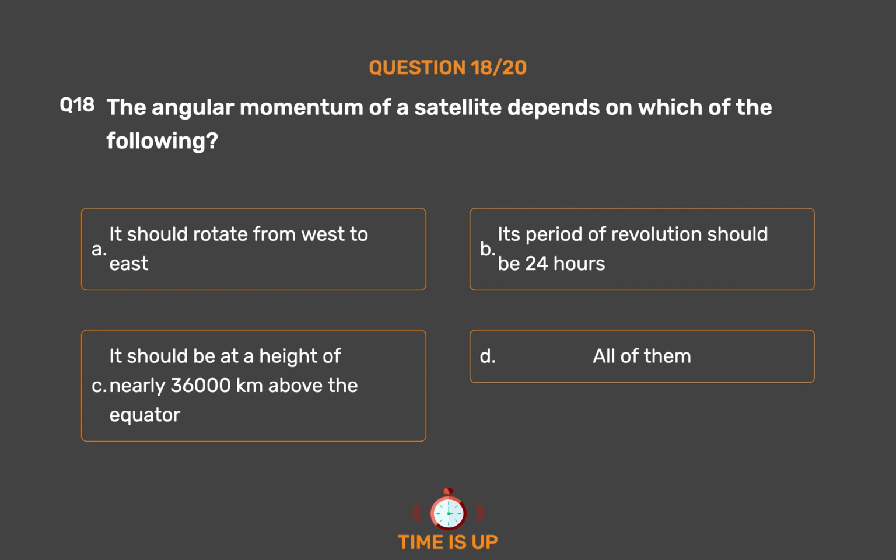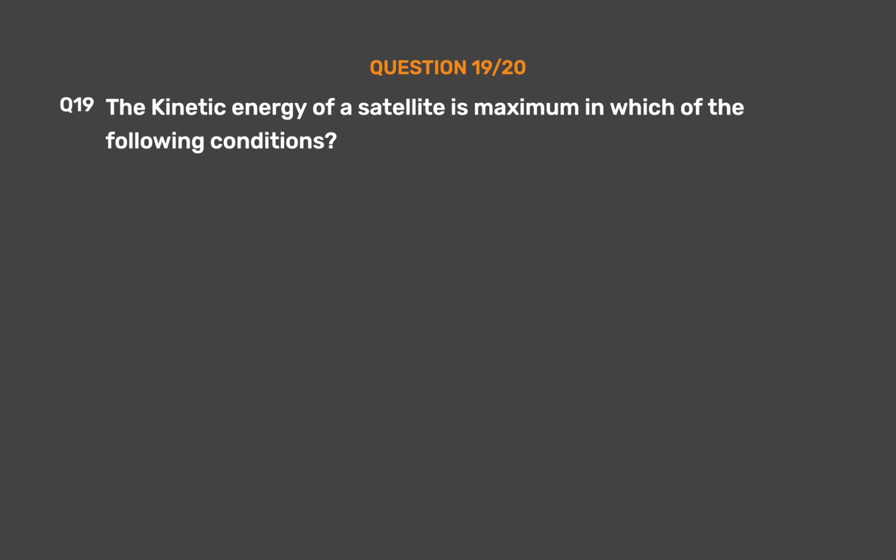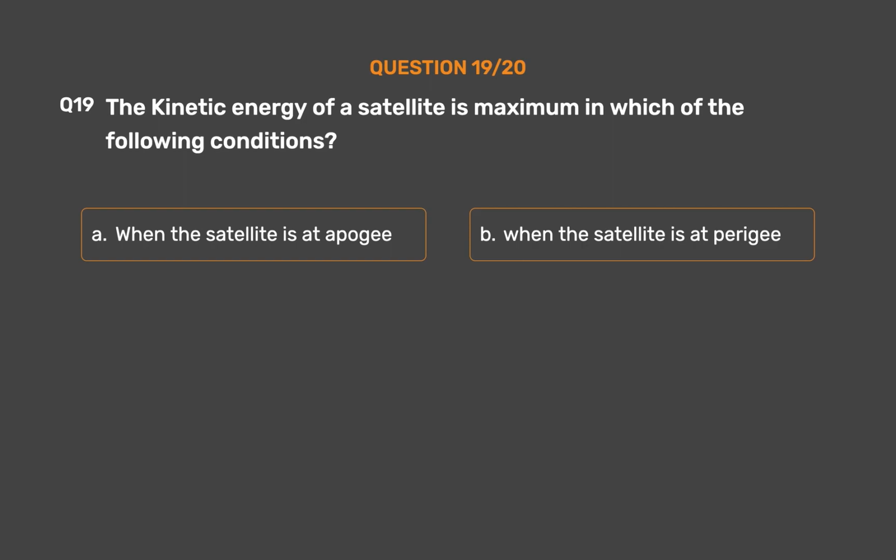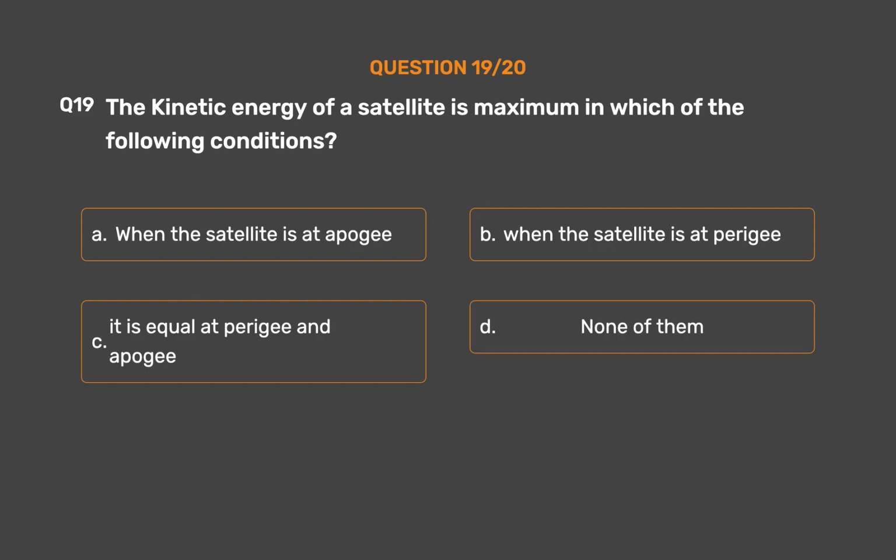The correct answer is option D. All of them. Question number 19. The kinetic energy of a satellite is maximum in which of the following conditions? Option A. When the satellite is at apogee. Option B. When the satellite is at perigee. Option C. It is equal at perigee and apogee. Option D. None of them.